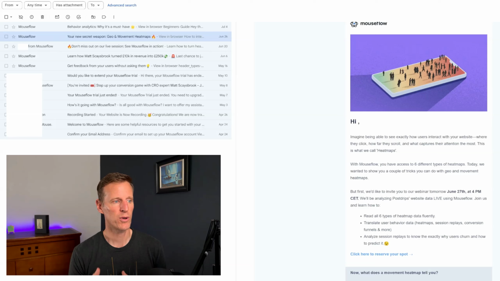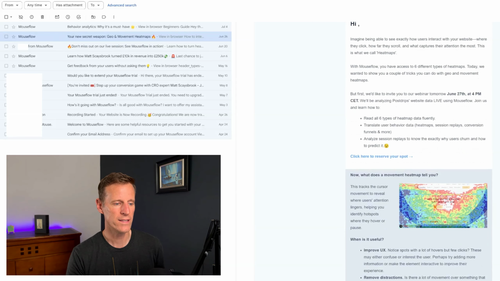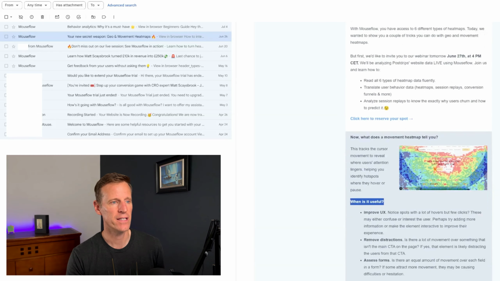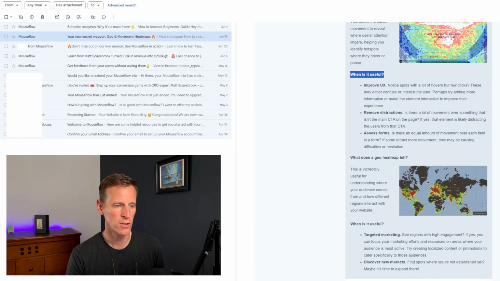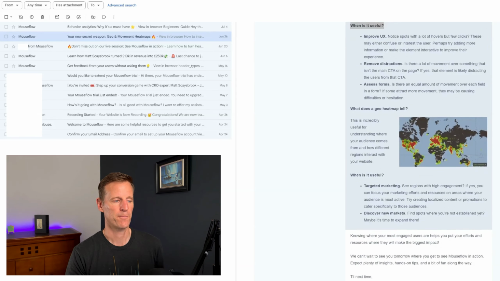It's a very good product feature info and benefits in the, when is it useful section that they have in this gray box. So, they ask questions like, what does a movement heat map tell you? When is it useful? What does a geo heat map tell you? When is it useful? Great info. It's a feature email.